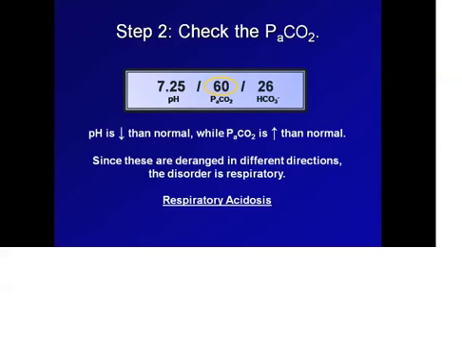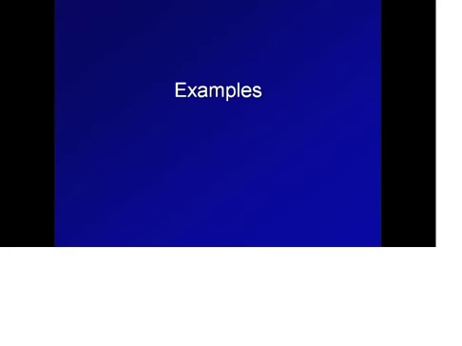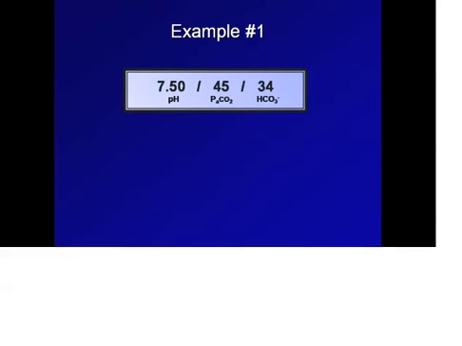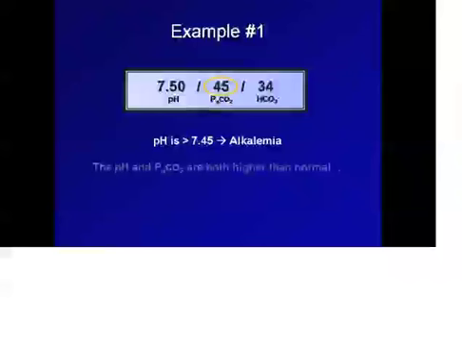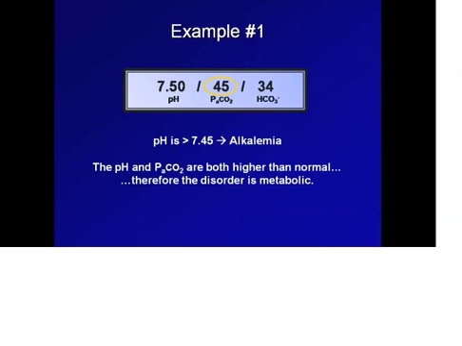Let's take a quick look at 3 more examples. In example 1, we have a patient with a pH of 7.50, a PCO2 of 45, and a bicarb of 34. Step 1, look at the pH. 7.50 is greater than 7.45, thus there is an alkalemia. Step 2, look at the PCO2. Both the pH and the PCO2 are higher than normal. Therefore, the disorder is metabolic. That is, this patient has a metabolic alkalosis.